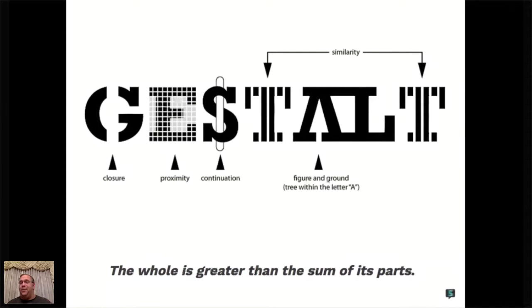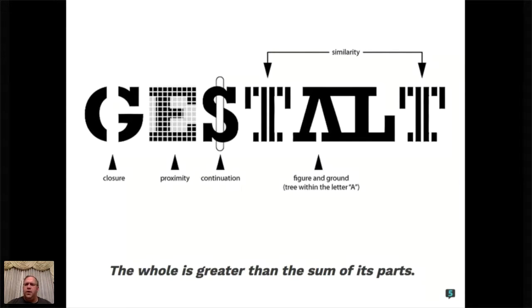Again, that sounds a lot more complicated than it should be. It's not. I didn't explain it as well, but it's kind of like saying we see this S, even though it doesn't continue, our brain continues it for us. Again, you add up the two parts, it doesn't make an S. But for us, the whole, we see a letter S. It's greater than the sum of its parts. That's where we get Gestalt from.